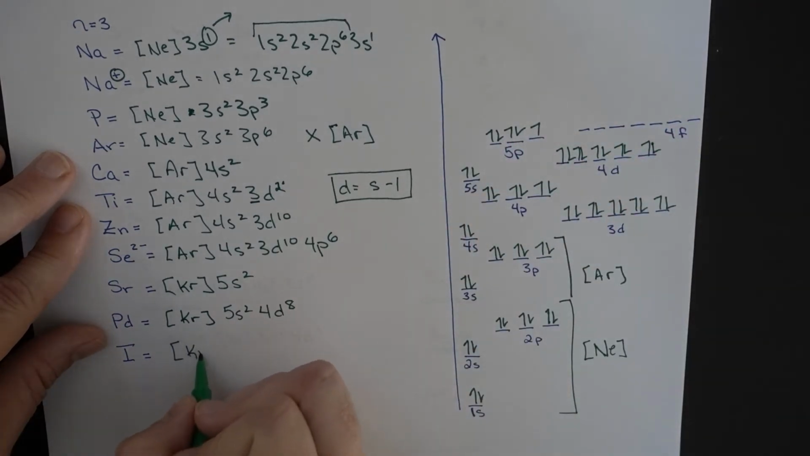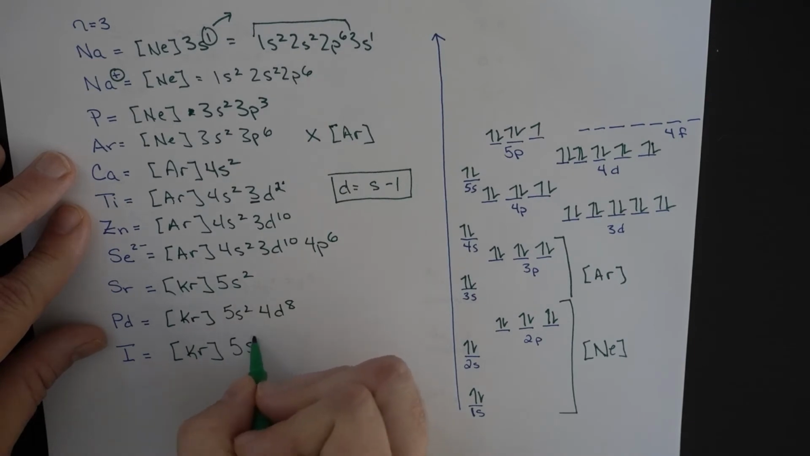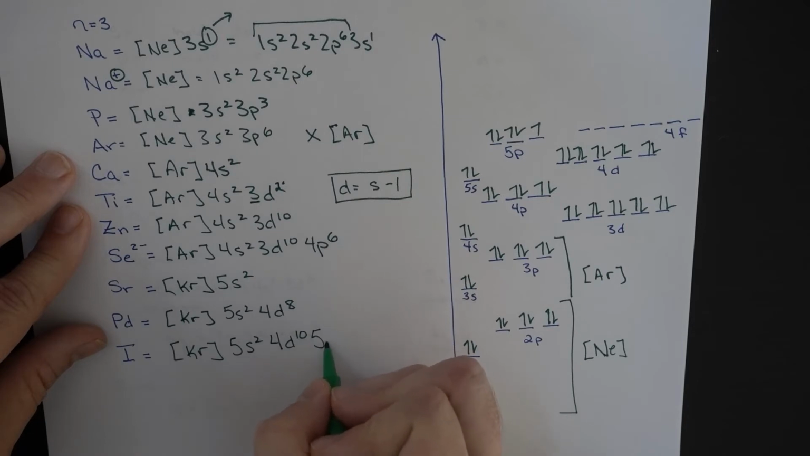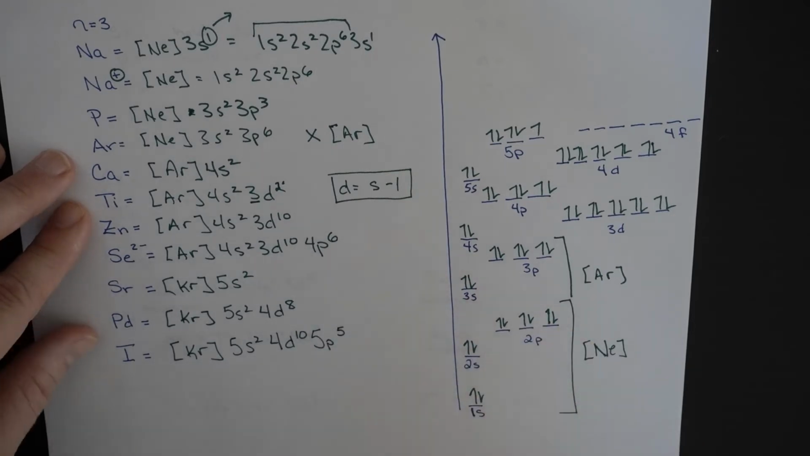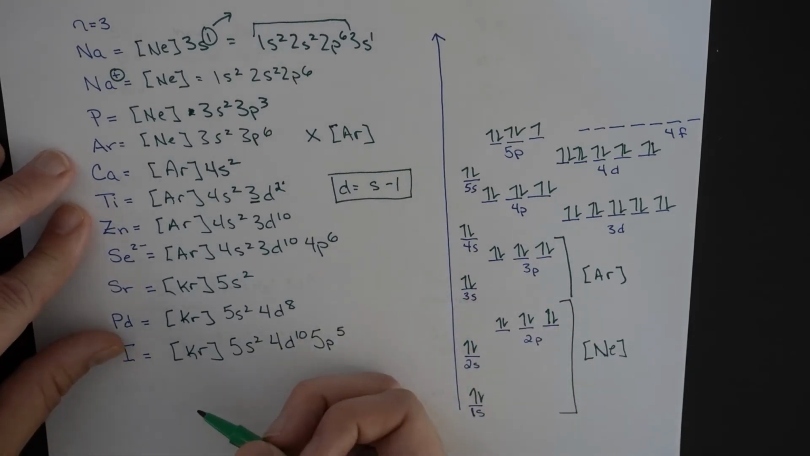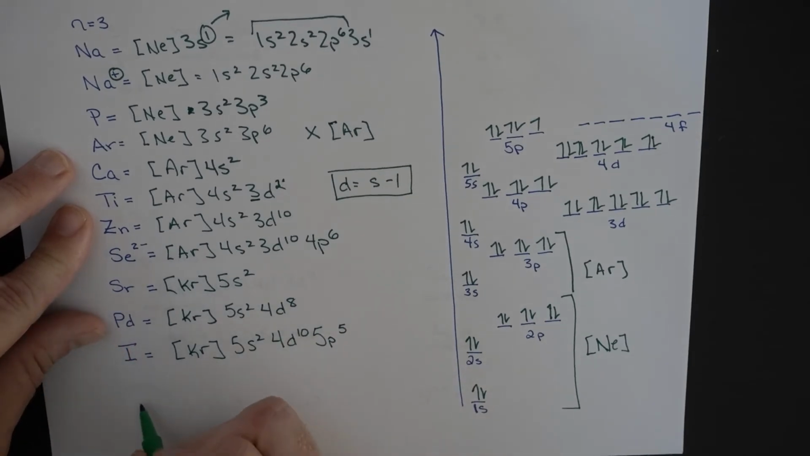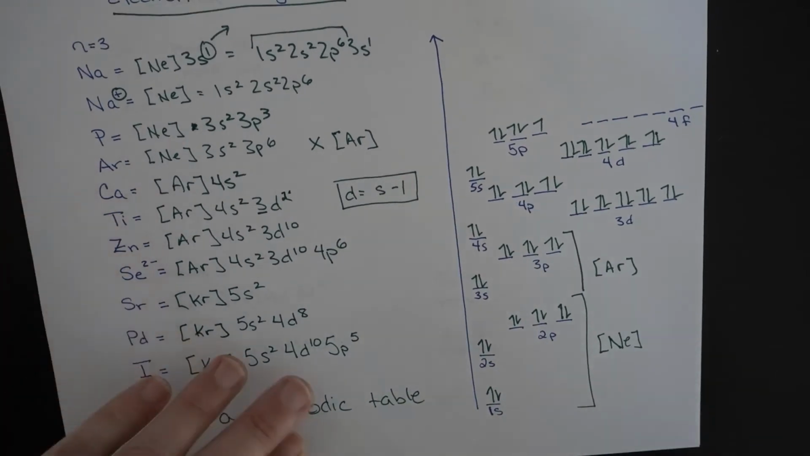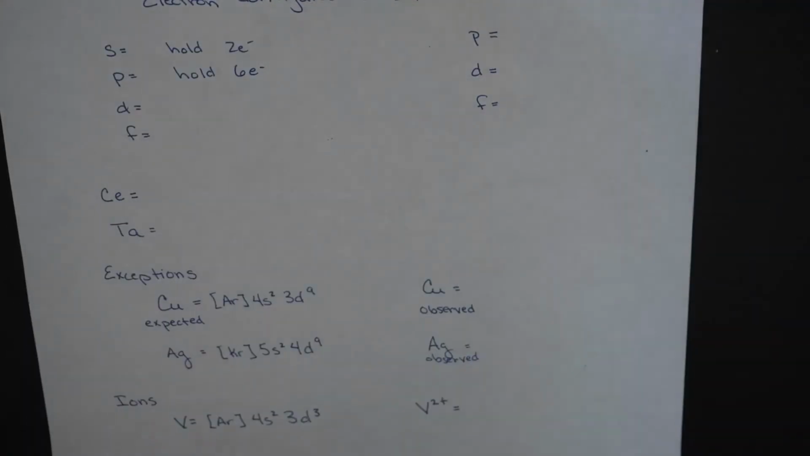And this would be krypton, 5s2, 4d10, 5p5. This is, I wouldn't say an easy exercise, but it's made easier with the periodic table. So use a periodic table when you're doing this sort of activity. Okay, so that's something we're going to want to pay attention to.